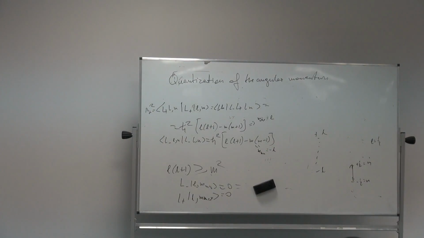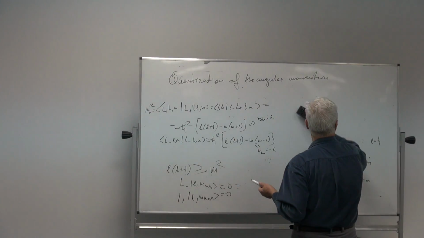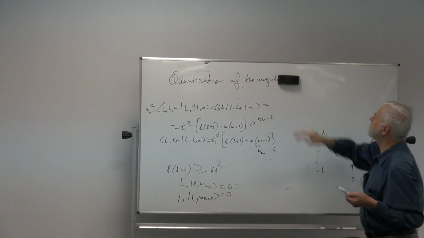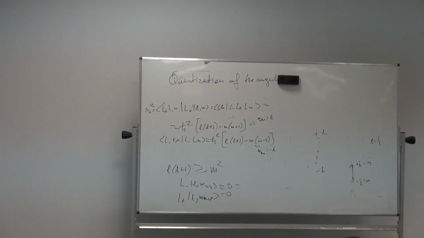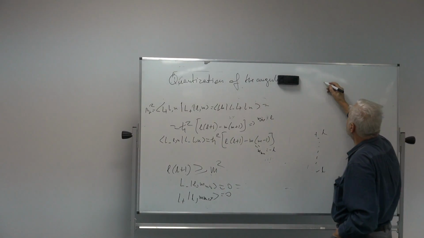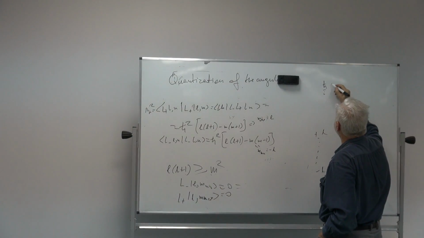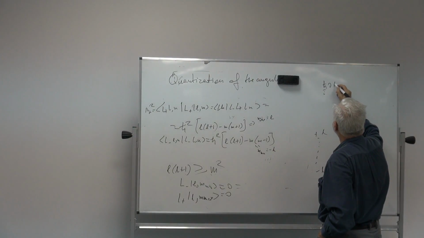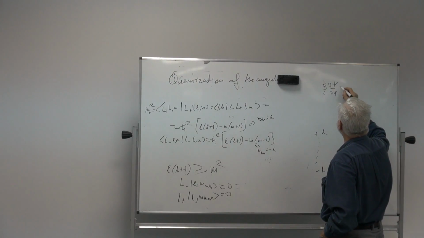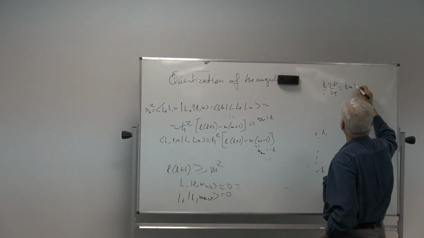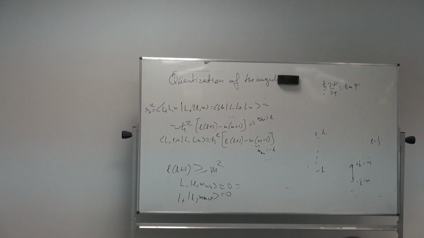Is it something which is really interesting and surprising? I think it is. Why? Because if I would use my Schrödinger position representation, then as we all remember, Lz is h bar over i times d psi by d phi, which must be equal to h bar m psi. The eigenvalue problem in the Schrödinger representation, or position representation, looks like this.